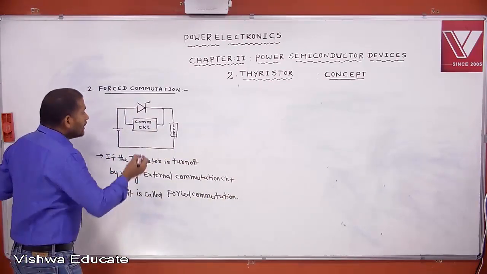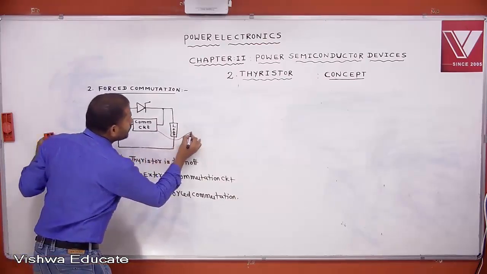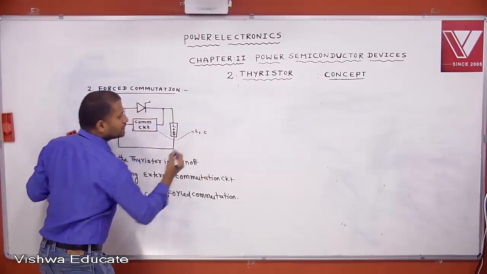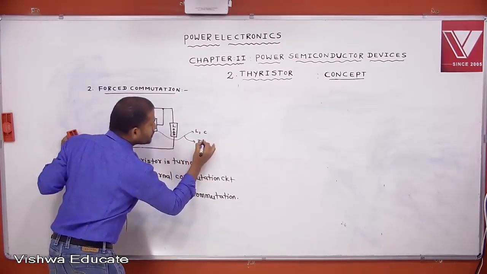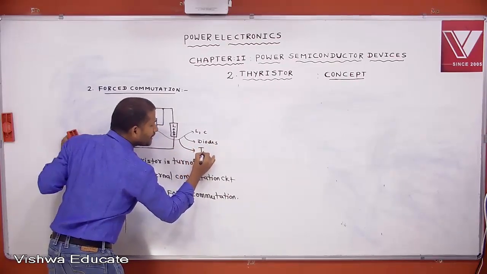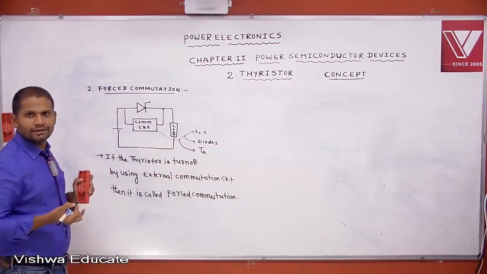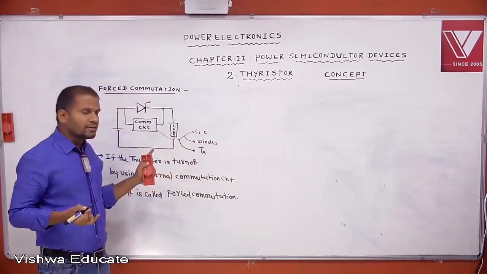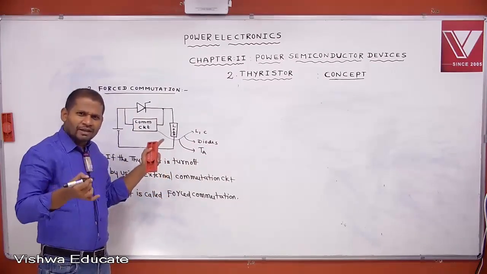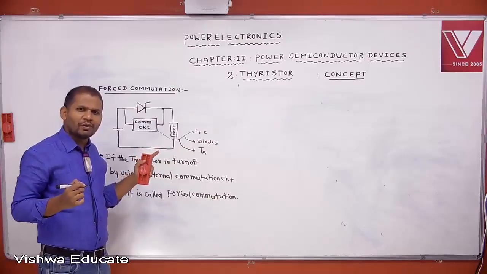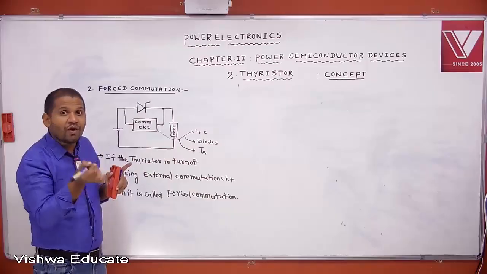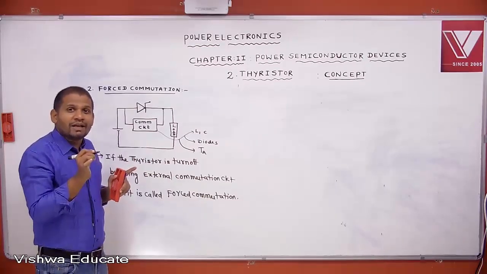Then point to remember, this commutation circuit may consist of L and C elements, and it consists of diodes, and it also consists of auxiliary thyristors, TA. That depends on how many inductors, how many capacitors, how many auxiliary thyristors, and how many diodes we are using. That depends on the type of forced commutation we are using.